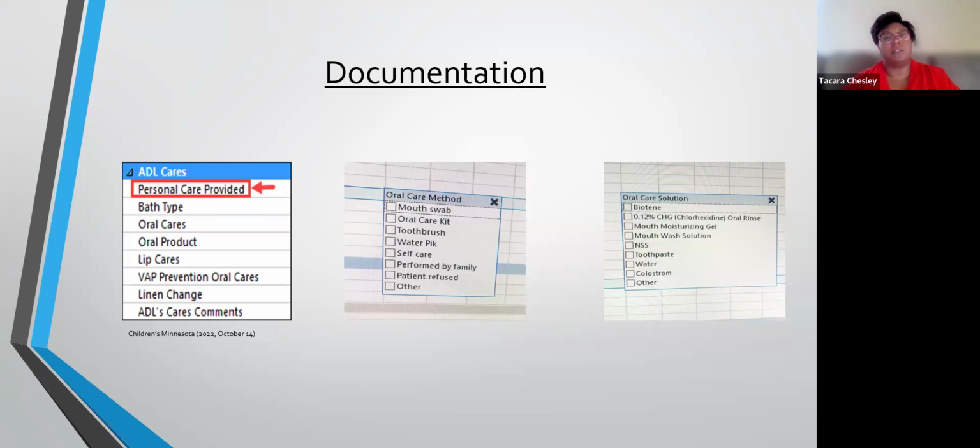So I posted pictures of where to find the documentation. You'll find it under iView and ADLs. The documentation should include the method as well as the solution. Please be specific in the documentation. Don't just include self-care or performed by patient. Try to include some of the materials used.